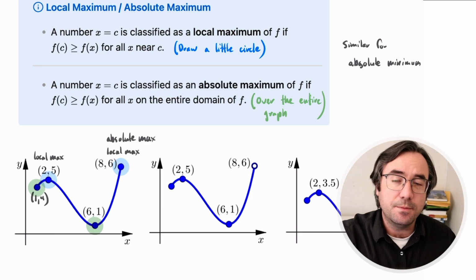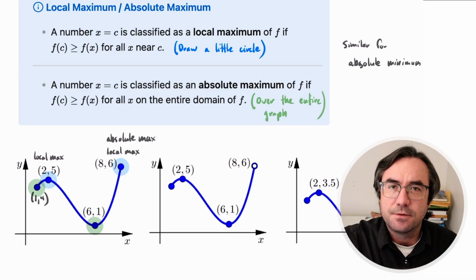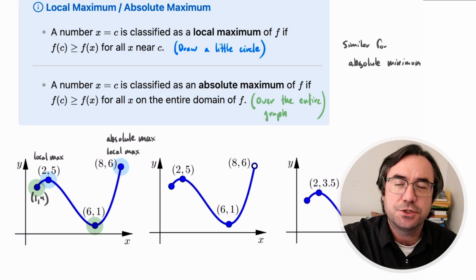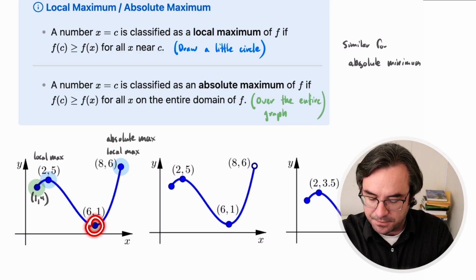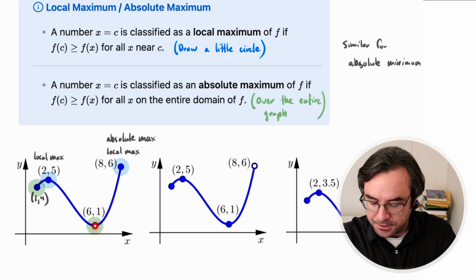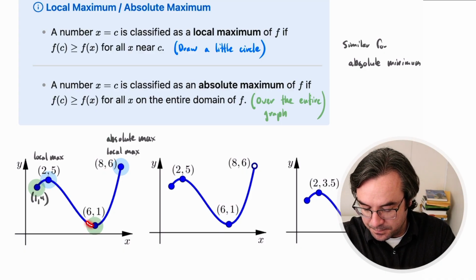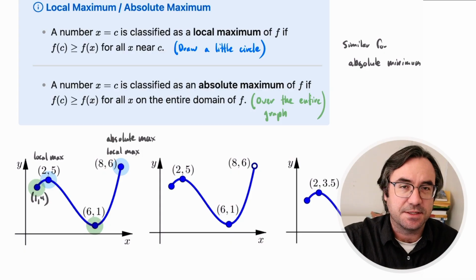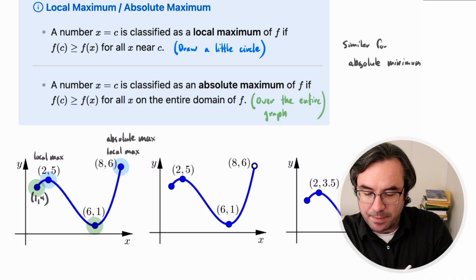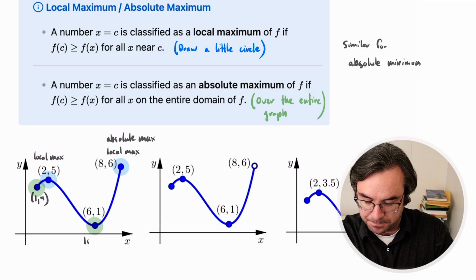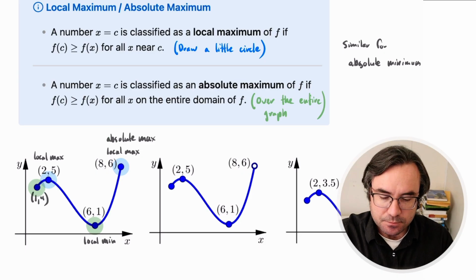If it's a local min, and we look at just the points inside that circle on our graph, then our point should be the lowest spot. So let's start with this point here. If we look at all the other points inside that circle, yep, that's as low as it gets inside that little section. So this would be a local min, or if you want, relative min, same thing.